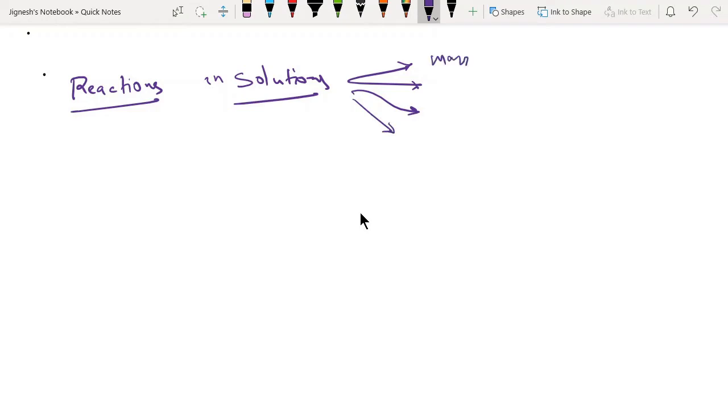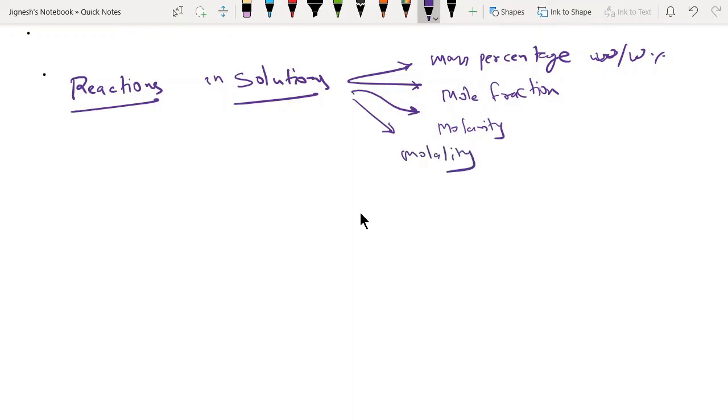One is mass percentage, which we call W by W. Then one is mole fraction, then molarity and molality. So let's start with the first one, which we call mass percentage. Now what is this? This is one kind of expression of concentration of solution.